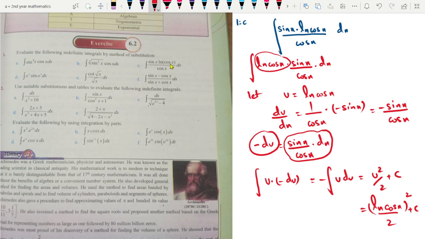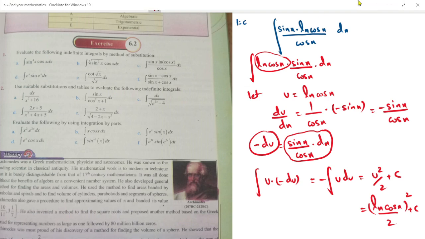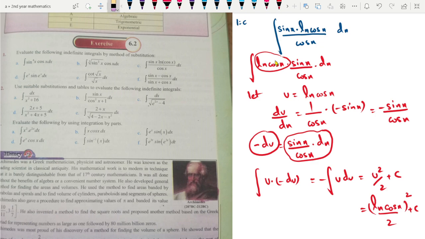Now we will discuss part D of the question.